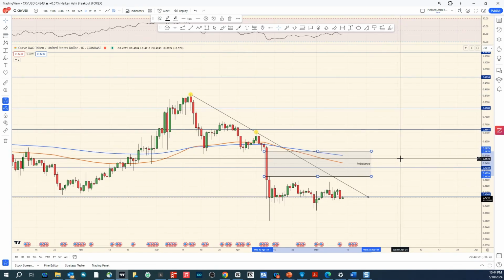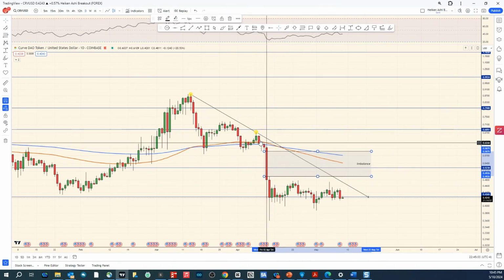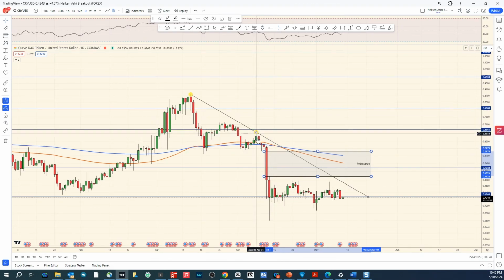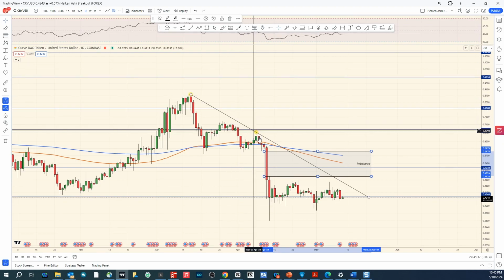That's the first thing. The imbalance was essentially created from this candlestick right here, from this bullish candlestick, because what we also want to see is, because price is going down, price has to come up first, grab some liquidity, and then go down. So that's this candlestick right here.